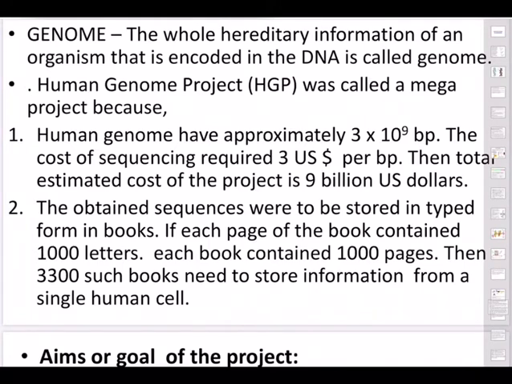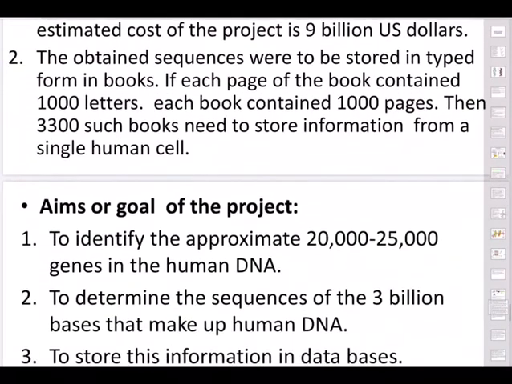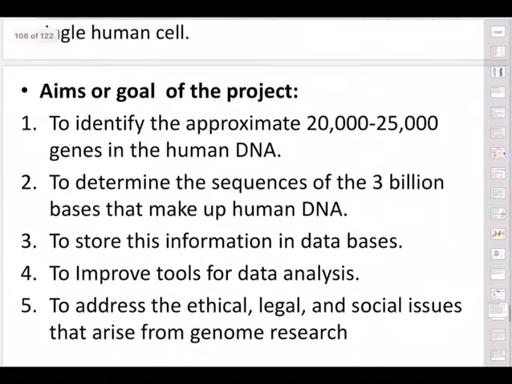The obtained sequences were to be stored in typed form in books. If each page of the book contained, let's say, 1000 letters, and each book contained 1000 pages, then 3300 such books are needed to store information from a single human cell. This is only a single human cell.